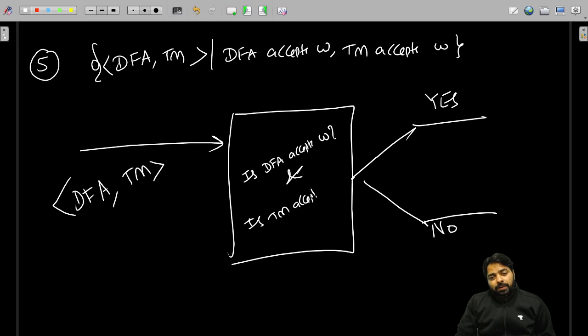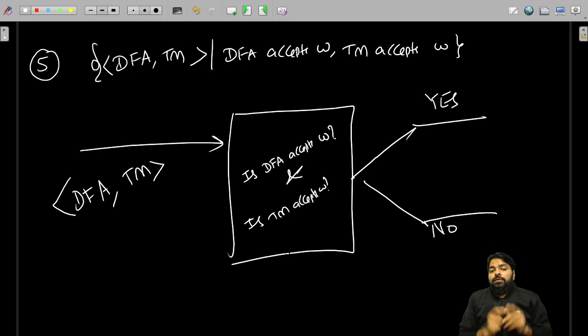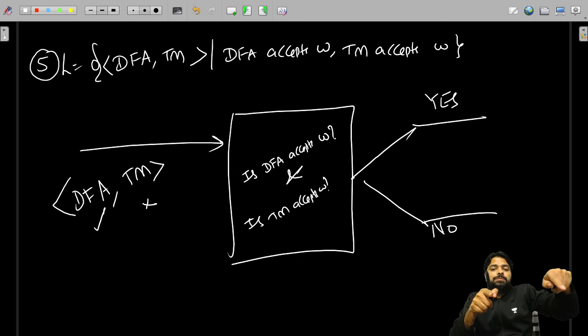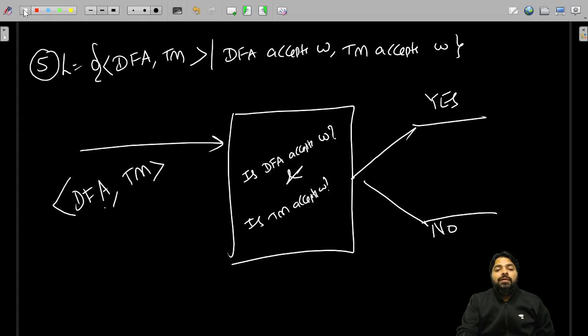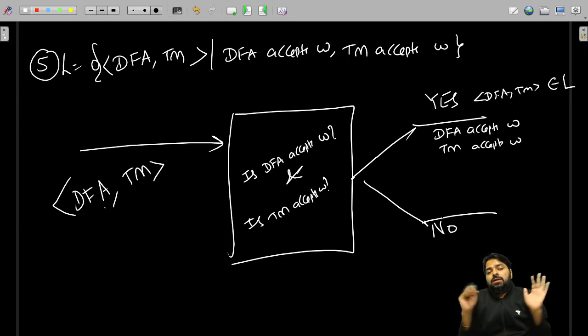Is TM accepts W? Perfectly yes you can say, because both will halt at final: the DFA halts at final and the Turing machine halts at final. You want to say both, right? You keep the pair in the language when both accept W. If one accepts W and the other doesn't accept W, then we don't keep it in this language. That's not a valid member. The valid member is where the DFA accepts W and the TM accepts W, then only that pair is present in the language. Otherwise, if any one of them does not accept, or both do not accept, it is not in the language.